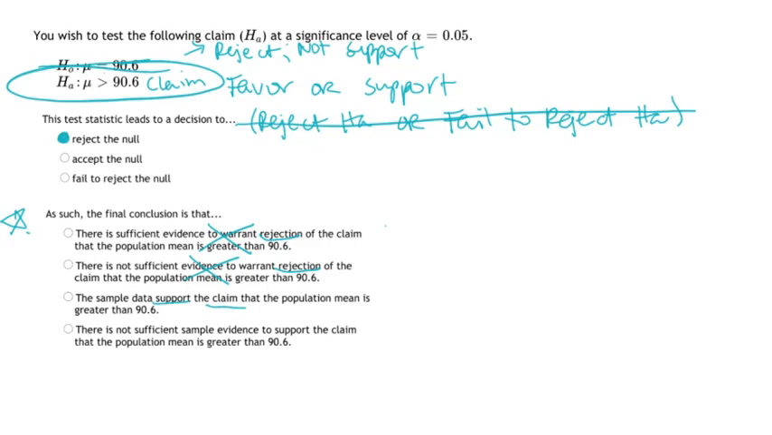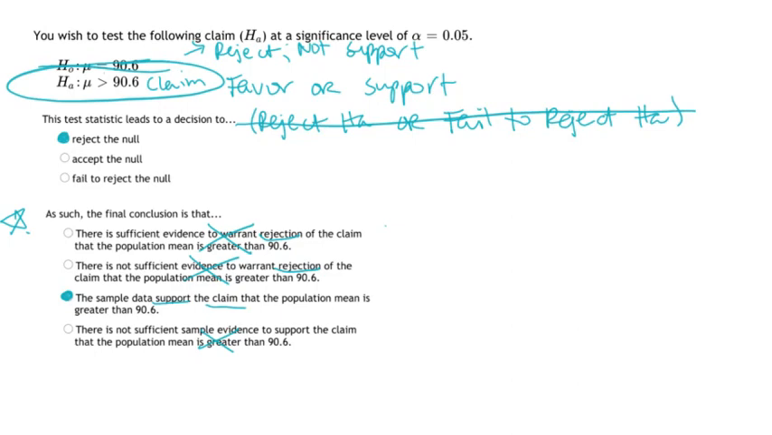Let's look at the last one. There's not sufficient sample evidence to support the claim, but I am supporting the claim, so this one is out as well. So I'm choosing number 3. It's using that weaker language of support, which I can use because it's an alternative hypothesis, and it goes along with the fact that I'm favoring that claim.